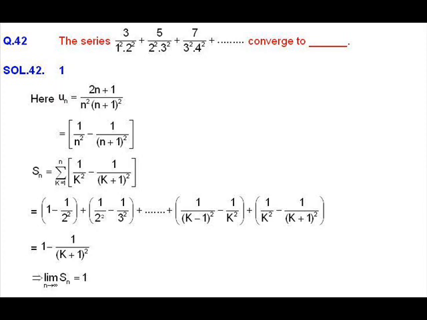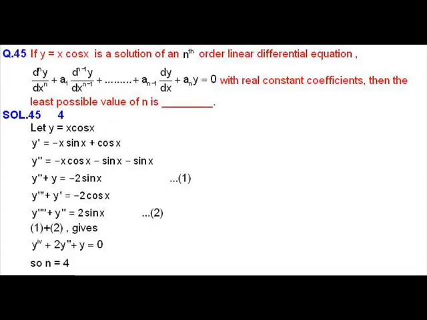So when we expand this summation, we observe that the terms cancel, and at the last we have Sn is equal to 1 minus 1 upon (k plus 1) whole square. So when we evaluate the limit of Sn, the limit is equal to 1, that is, the sequence of partial sums converges to 1, and this is the sum of our series. That is, my given series converges to 1. So 1 is our answer. Solution of question number 45.